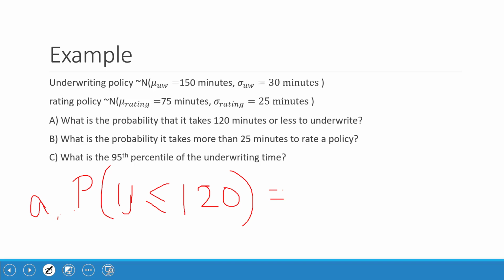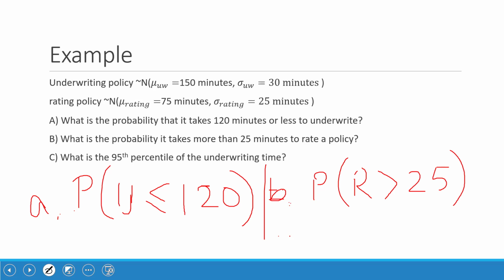So what is part B? Part B is asking what is the probability that it takes more than 25 minutes to rate a policy, right? So if R is the time it takes to rate the policy, what is the probability that R is greater than 25 minutes? And we know from before, we want to find the probability of greater than 25, for example.